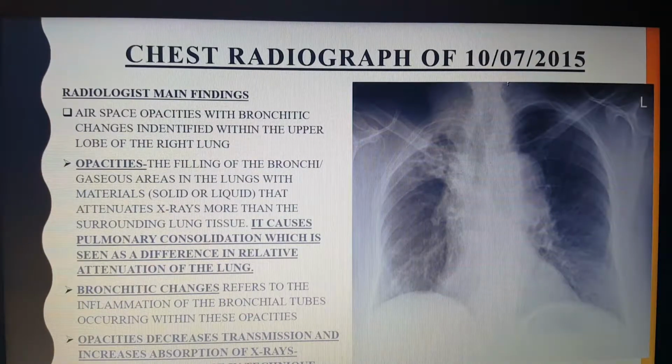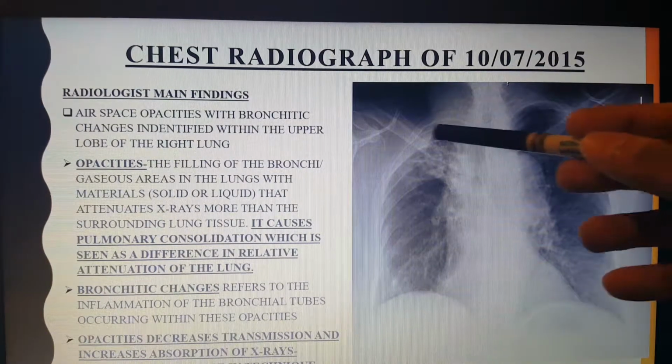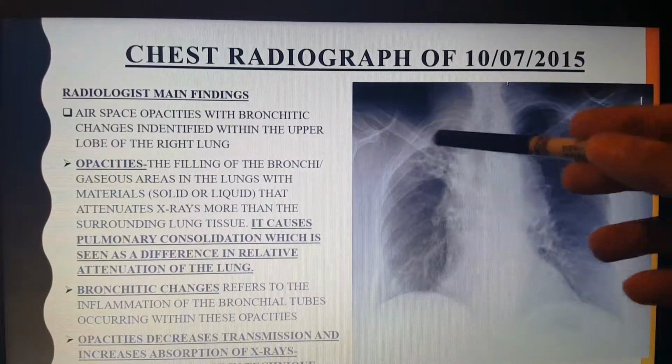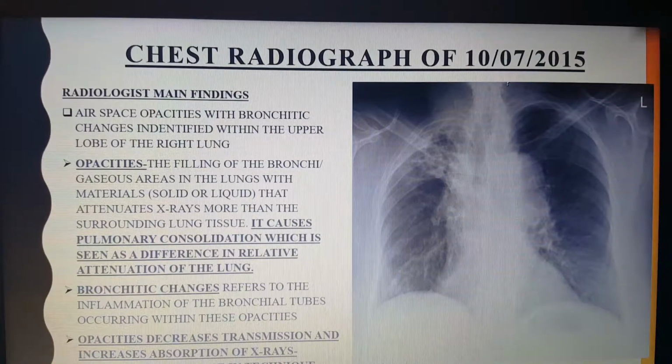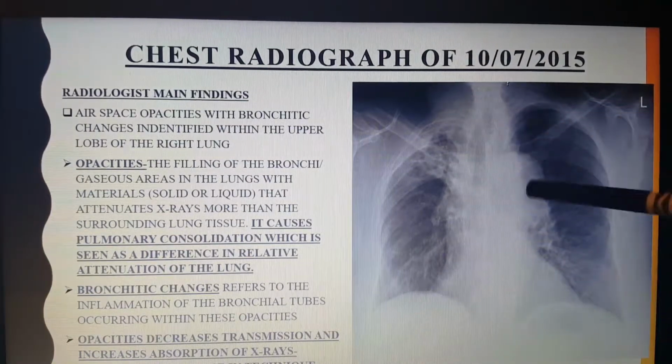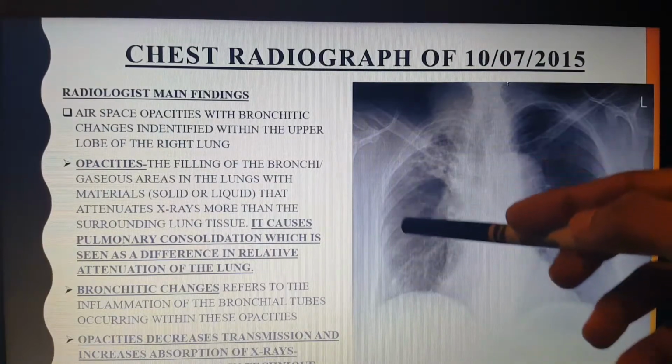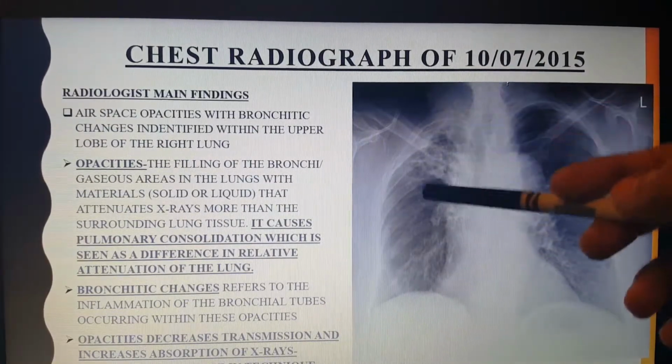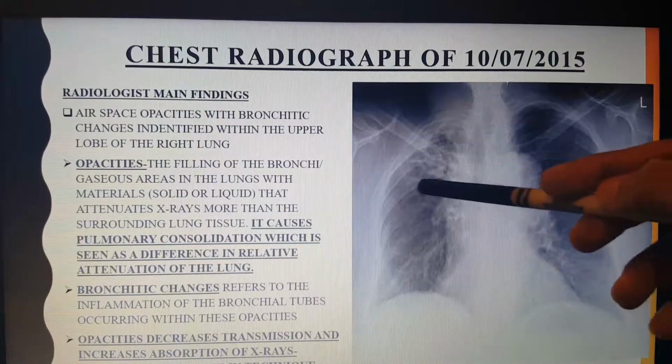Opacities are basically the filling of the bronchi or the gaseous areas of the lungs, which could be the bronchioles or the alveolar sacs, with materials which could either be solid in the form of cells or liquid in the form of fluid that attenuates X-rays more than the surrounding lung tissue. So basically what happens with opacities is that they accumulate what could be fluid and they attenuate or absorb the X-ray beam, so they appear white on a chest X-ray, whereas the areas with increased penetration will appear black. As you can see, this area is more white and this area is more black.